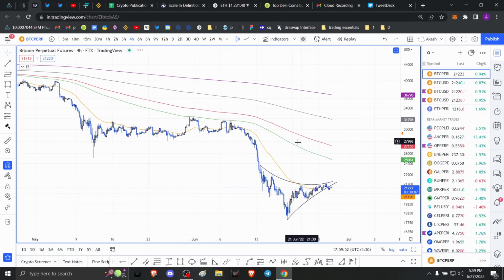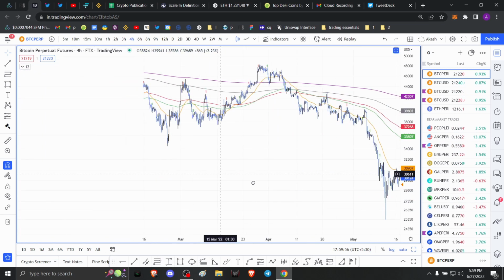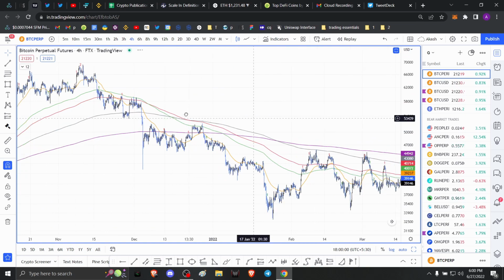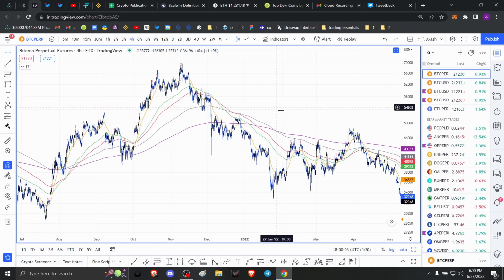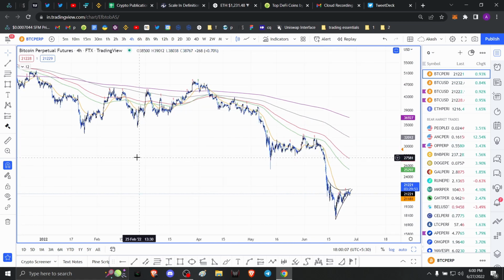Right, so take any coin that you want to trade. Before I give you an example, I want to use Bitcoin. We're on a 4-hour time frame. Let's go back to this famous consolidation. Yep, this is the consolidation.